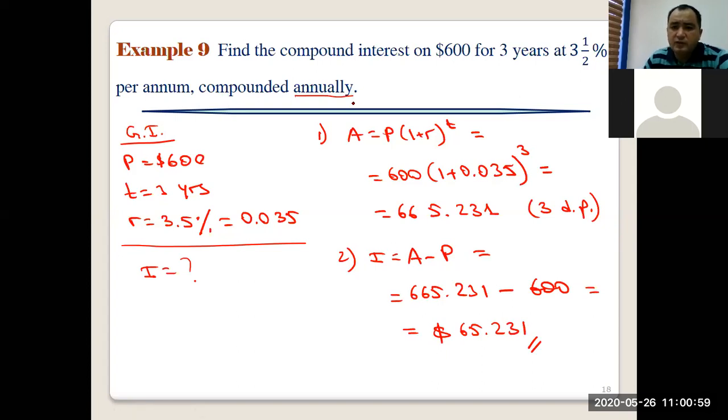Okay. So if you are getting a loan of $600 from a bank, on a compound interest, compounded annually, and the rate is 3.5%, the interest will be $65.23. And usually in small amounts, we can even ignore this. We can write correct to 2 decimal places.